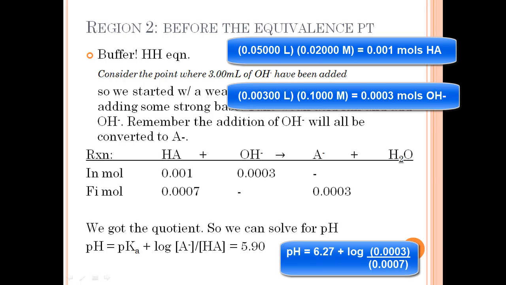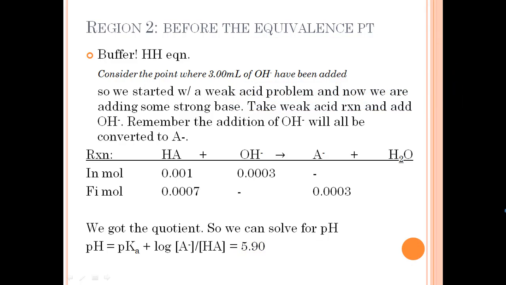We know the pKa, they gave it to us, 6.27, plus the log of A minus 0.0003 divided by 0.0007 equals 5.90. So you can do this at any volume that I give you before the equivalence point and after the first drop of that strong base has been added, you can use the HH equation to find out what the pH is. What about region number 3?